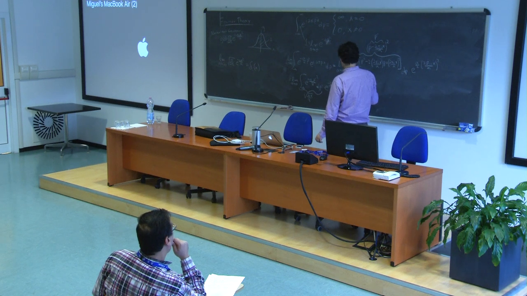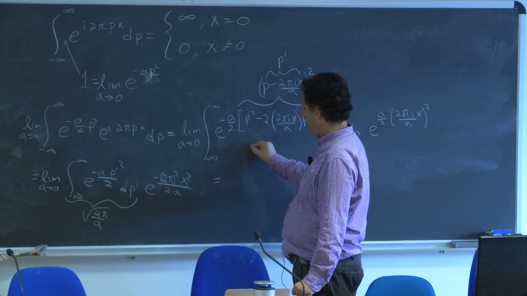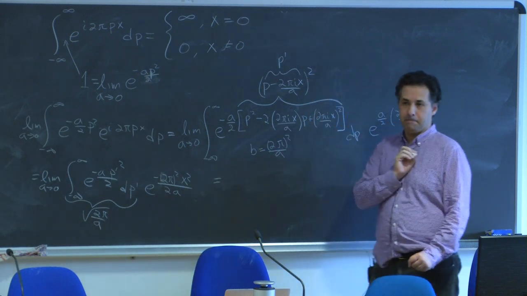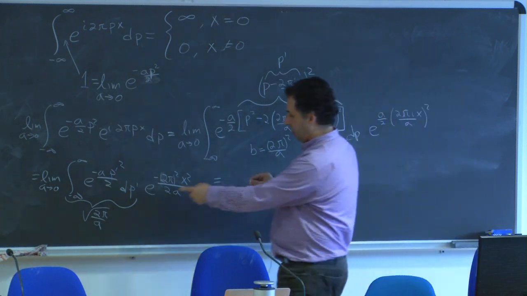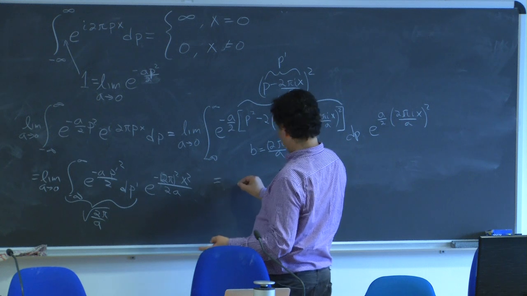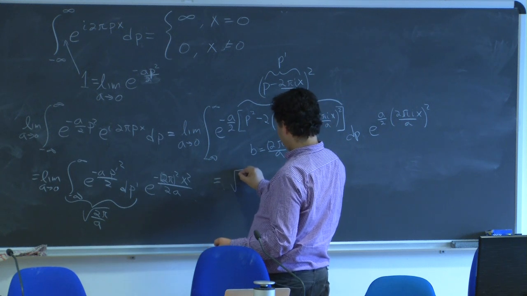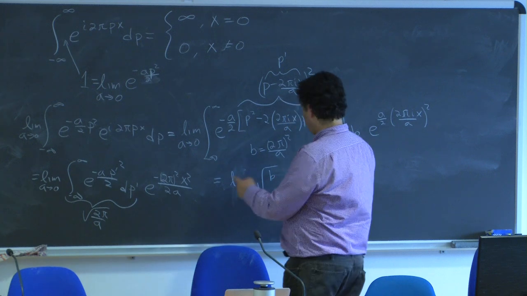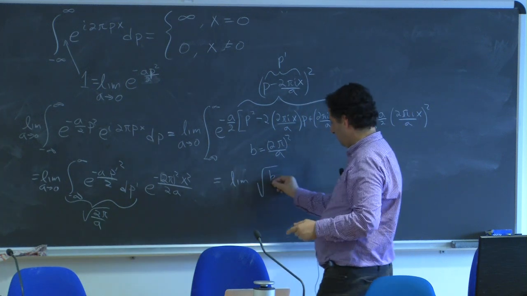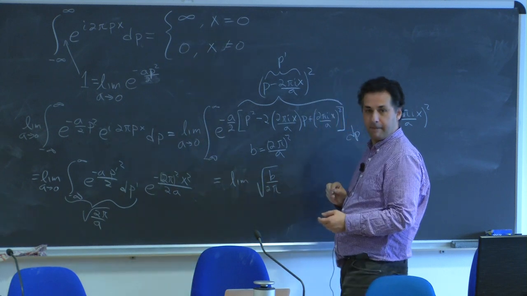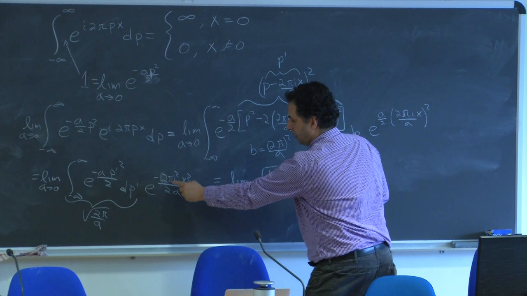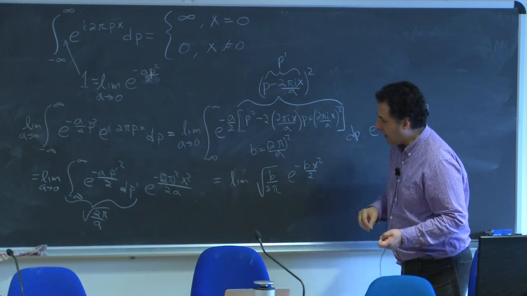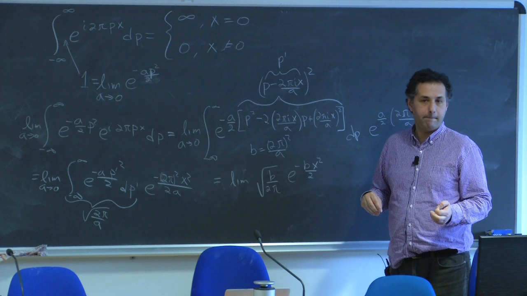Okay. Let me define b as 2 pi squared divided by a. I'm going to do the change. Then this square root of 2 is square root of b. Well, I have the limit, and the square root of b, but I have 2 pi too many, so I have to cancel it by putting a 2 pi down here. And then I have e to the minus 2 pi squared divided by a, which is minus b x squared divided by 2. And when a goes to 0, b goes to infinity.